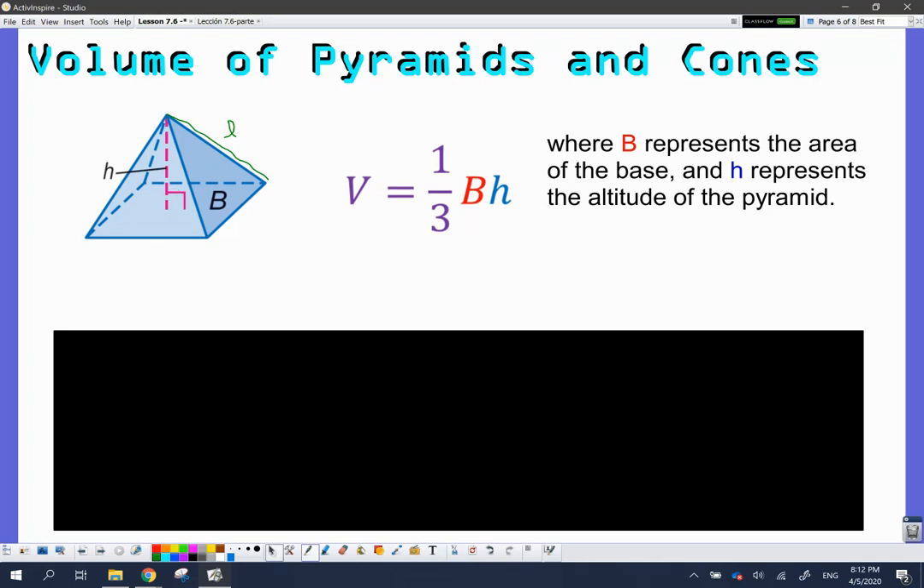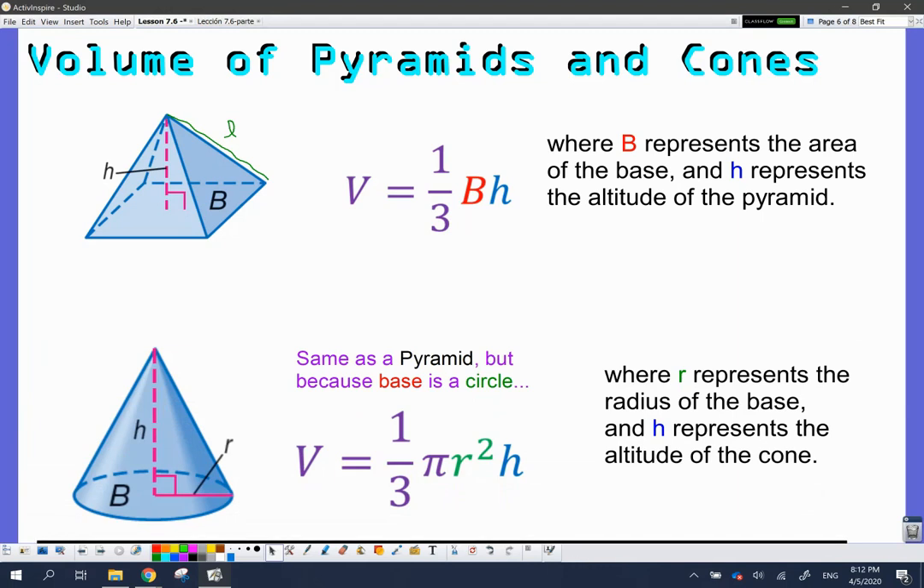Let's take a look at a cone now. For a cone, the formula is the same as a pyramid actually, but because the base is a circle, we have that pi r squared again. So remember that this is your capital B because that's the area of a circle. In other words, the area of the base. And we still multiply by the height.